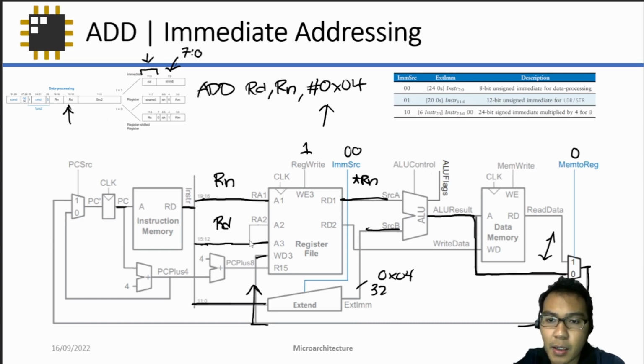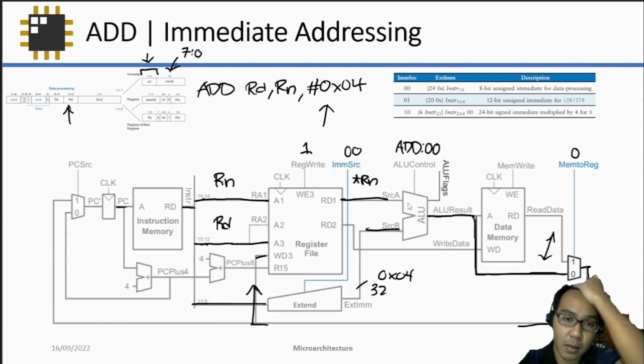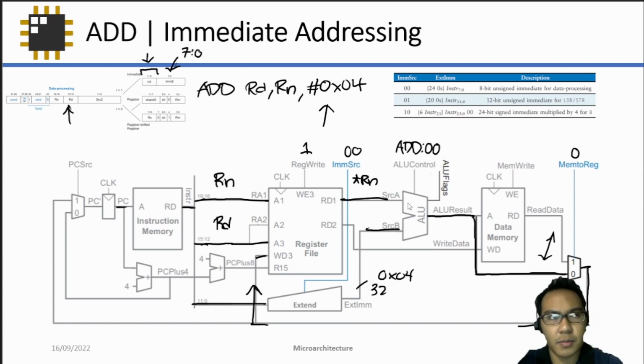Okay, so anything that we forgot? Okay, ALU control is add, so that's 0, 0. ALU control is add because we were doing an add operation. If we were doing a sub operation, this would be 0, 1. If we were doing an AND, it would be 1, 0. If we were doing an OR, it would be 1, 1. Next is memwrite.